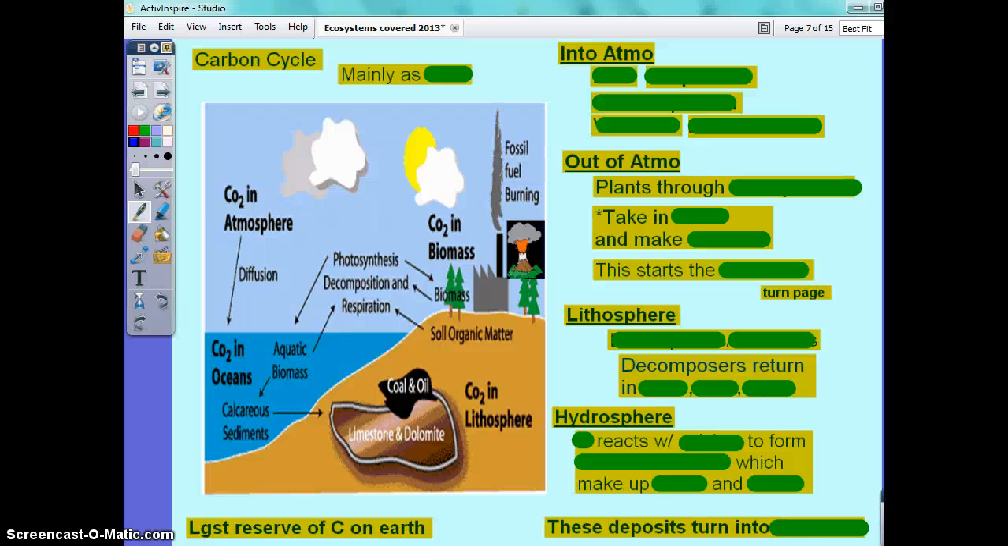We did water, we did phosphorus and sulfur. Carbon and nitrogen are a little bit more complex, okay? So we're gonna take a little bit more time trying to understand them.